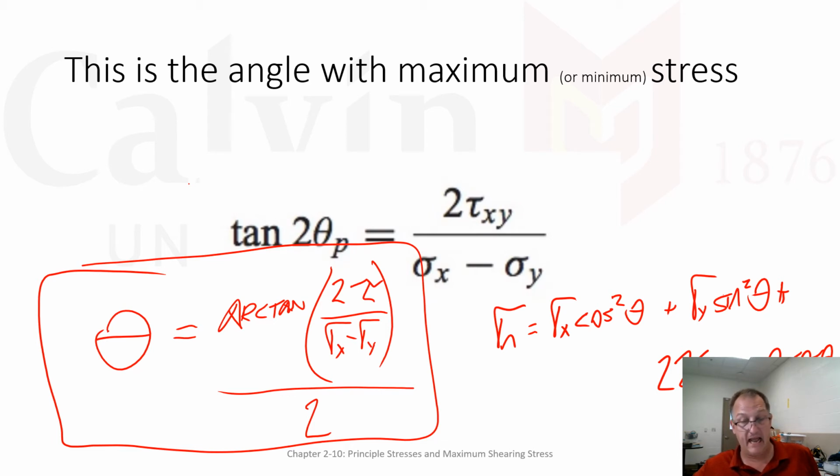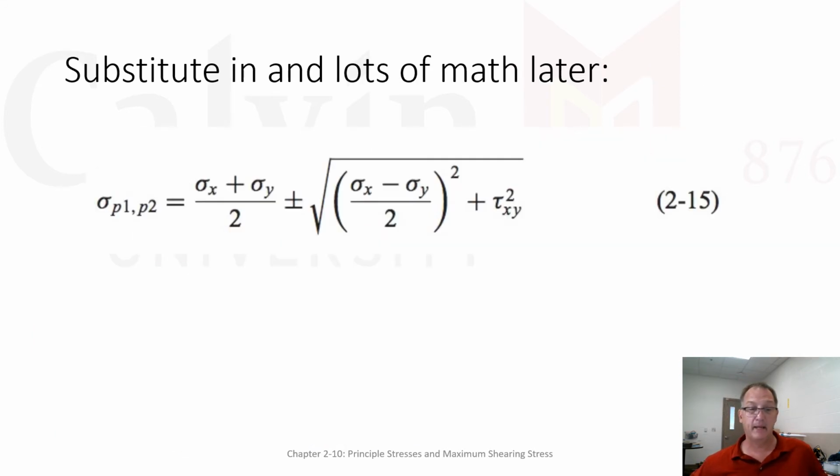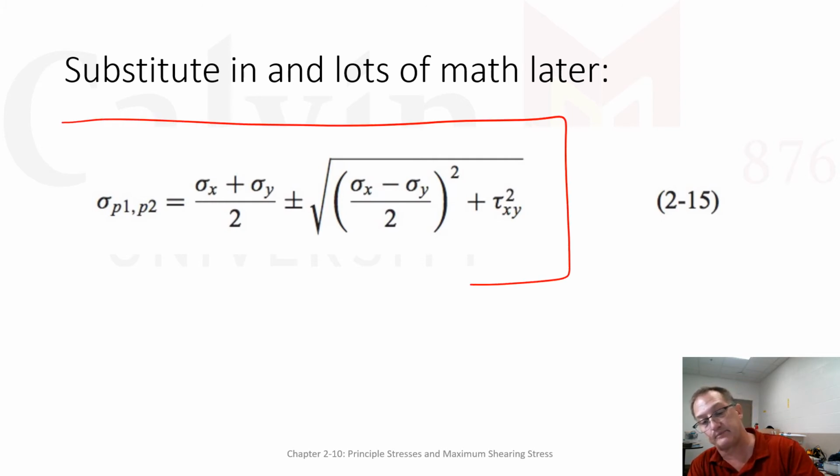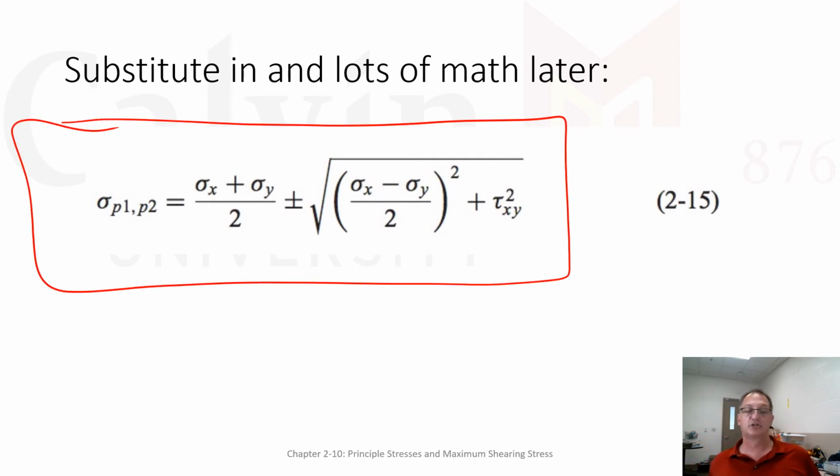I have done it, and I used to derive this in class, but honestly, it takes 40 minutes. It takes some trig identities. I have been skipping it the last 2 years. When you solve it, what you find out is that there are 2 principal stresses, P1 and P2, equal to the roots of the equation, and there it is. That's equation 215.